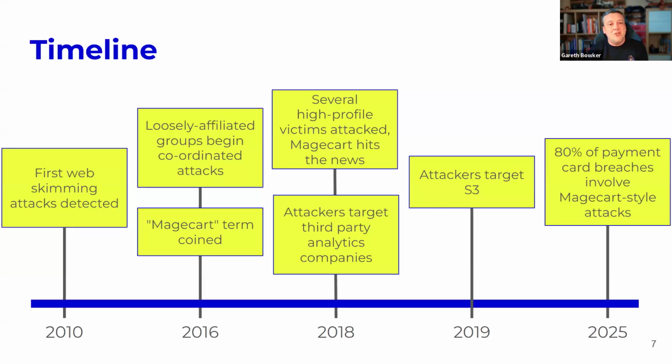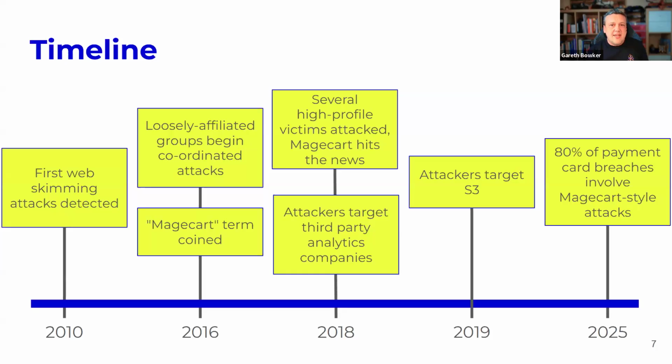2018 is when it really took off. This is when, if you remember, there were attacks like Ticketmaster. That was one of the first really big ones that hit the news. And then not long after that, there was an attack against British Airways as well. And also in this year, there were several attacks against third-party analytics companies.